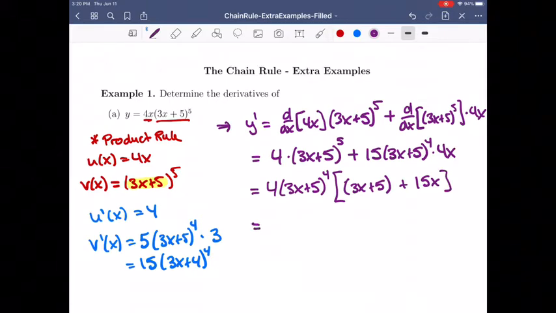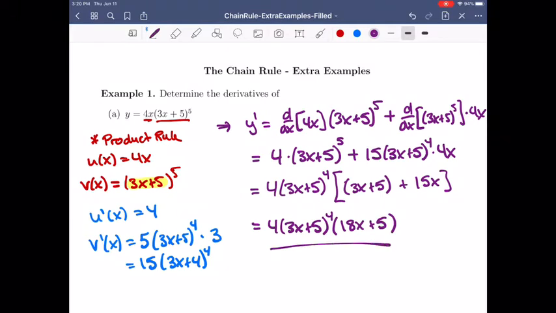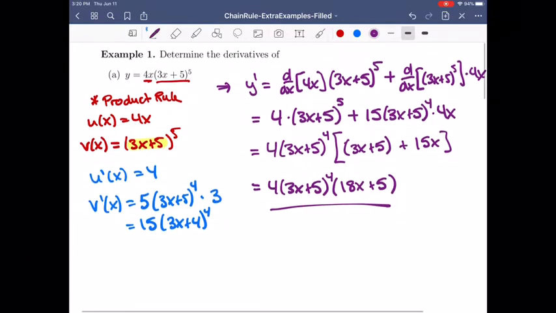Simplifying in those square brackets, I'm going to have 3x + 15x, that's 18x + 5. So there's my derivative in factored form. Okay, let's try another one.